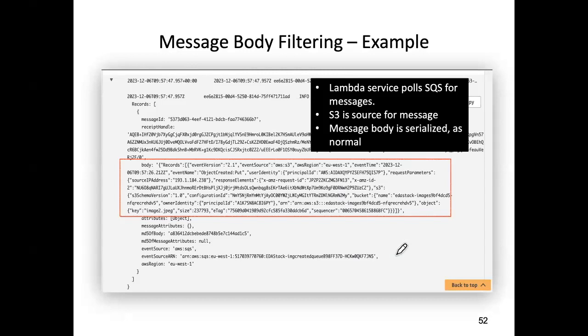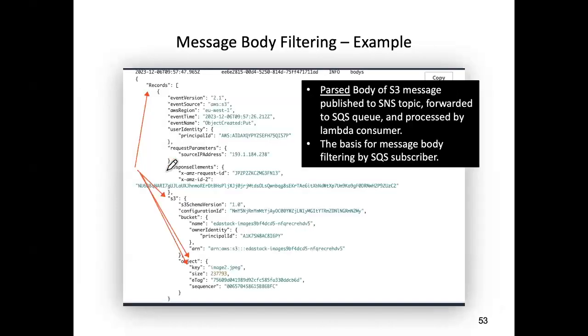This screenshot is showing you the structure of a message from SNS that has been passed on to SQS, where that message originated from S3. As usual, the message is in stringified form. But if I parse that, this is what it's going to look like. So this is the body of the message that we want to do filtering on.